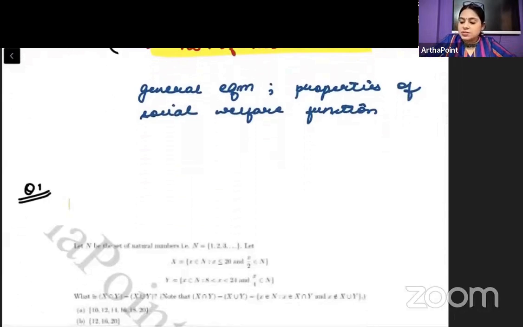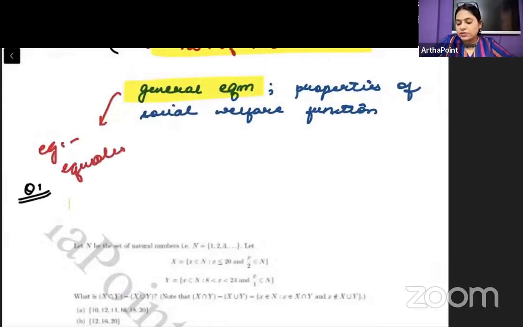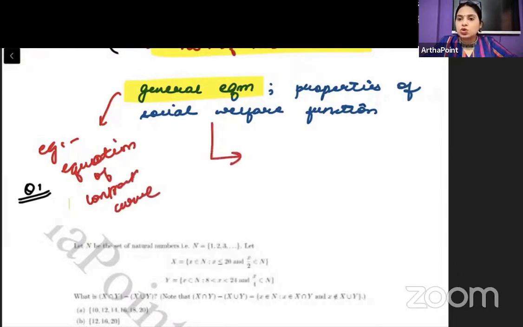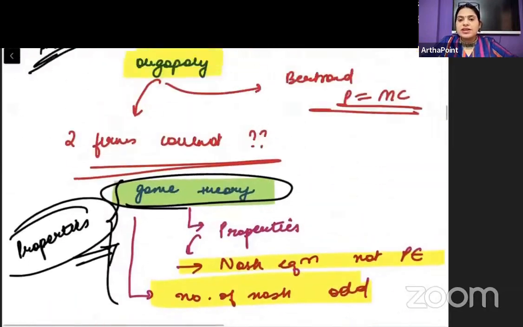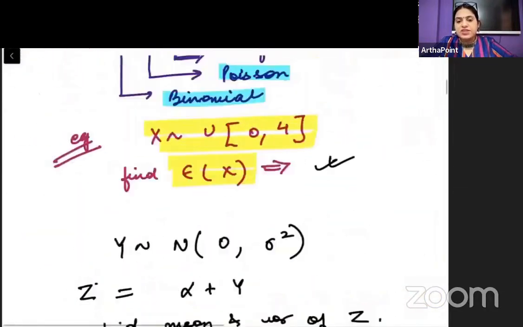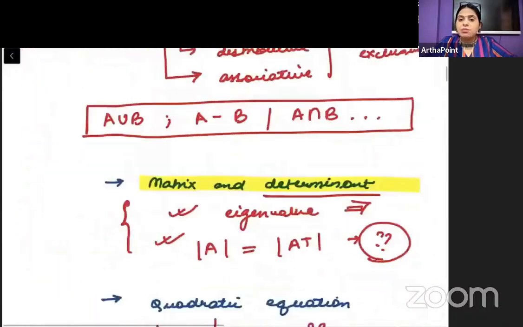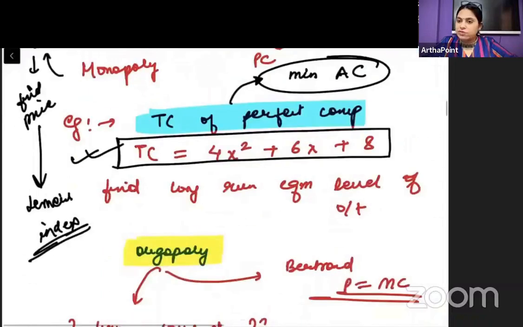Then you can be asked some questions on general equilibrium. For example, they may ask you to find the equation of the contract curve, or they may ask you something related to the social welfare function. There is a high chance that if this comes in exam, Arrow's impossibility theorem can also be asked in exam. So you need to revise that also. This is more or less what I think can be asked in exam. This is the minimum that you should be revising before sitting for the SNU entrance exam.